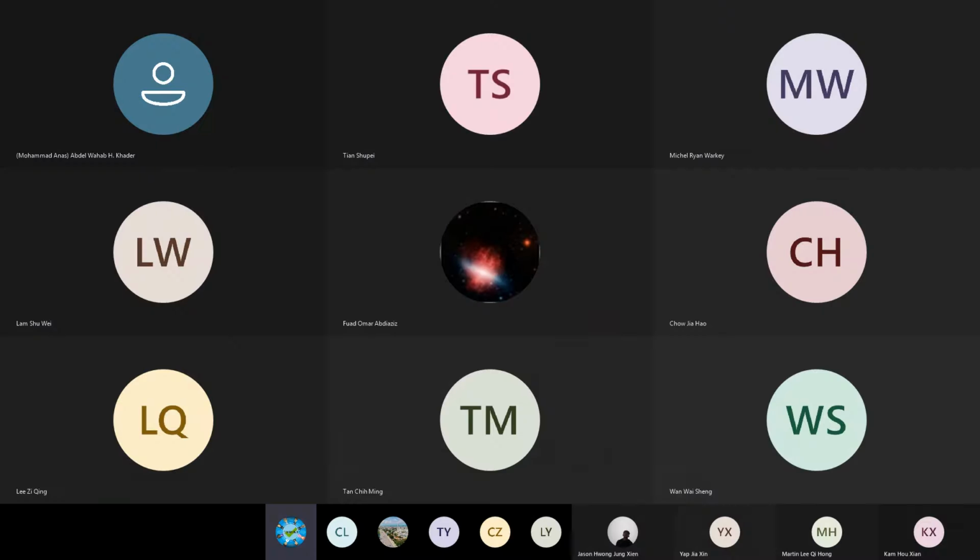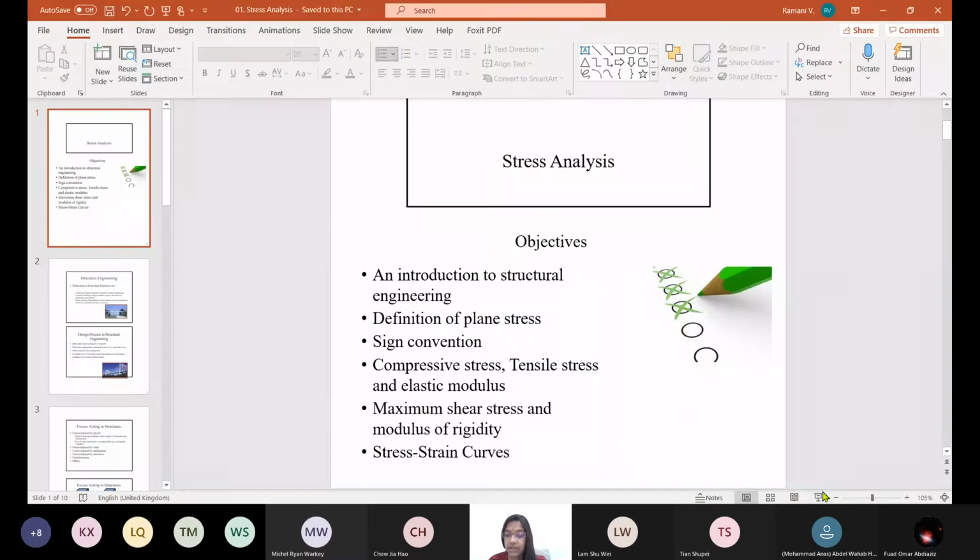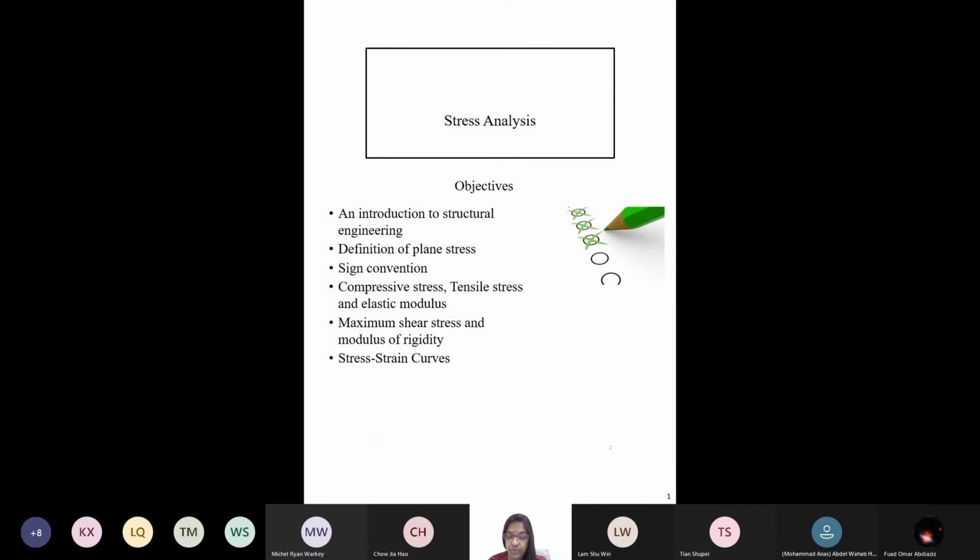Okay, modulus of rigidity and then stress strain curves. These are things you're going to prepare for your test 1.